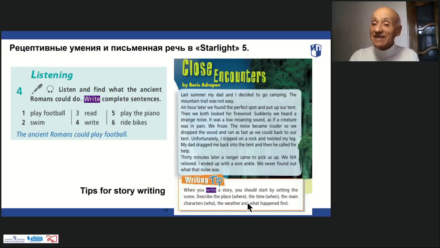Set the scene and then you continue telling what happened next. This is from a course book, Starlight, grade 5.